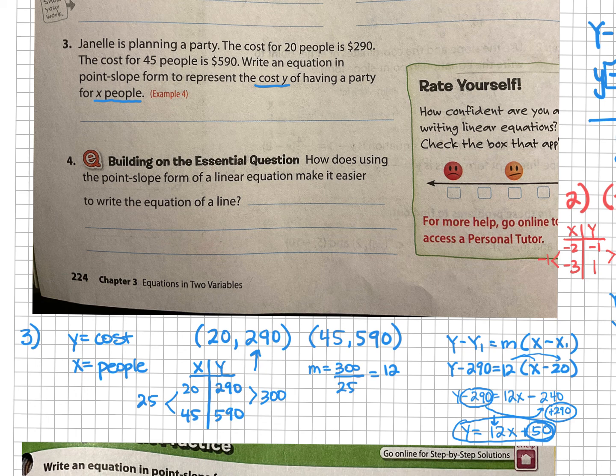Number 4, building on an essential question. How does using point-slope form of a line make it easier to write the equation of a line? It just figures out another way for us to get to y equals mx plus b, but let's just go ahead and skip that one. All right.